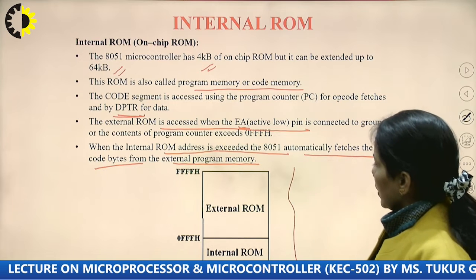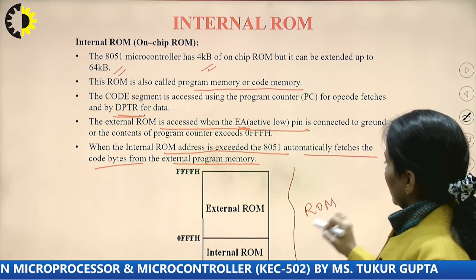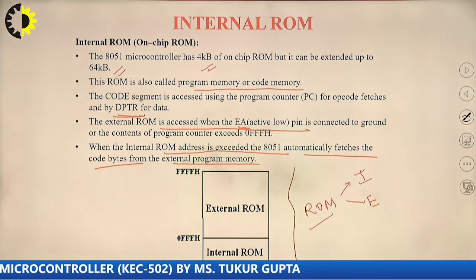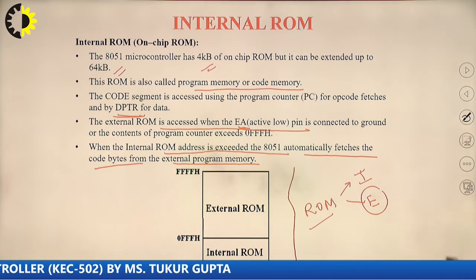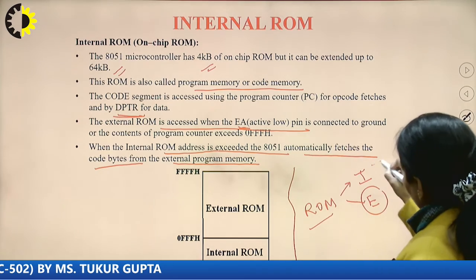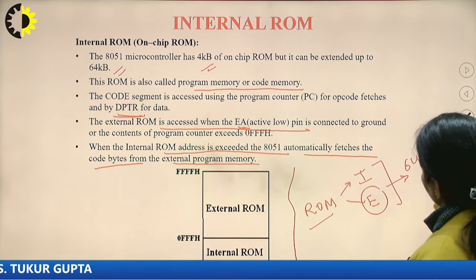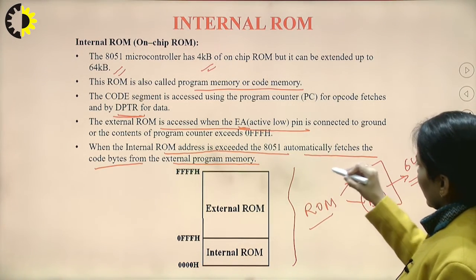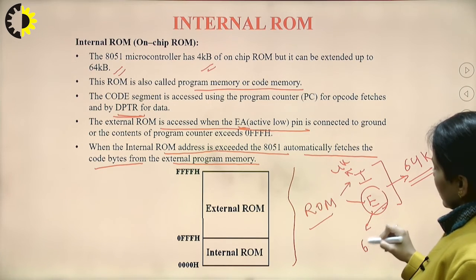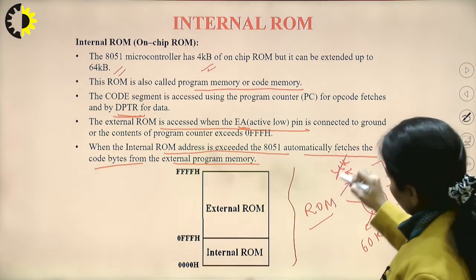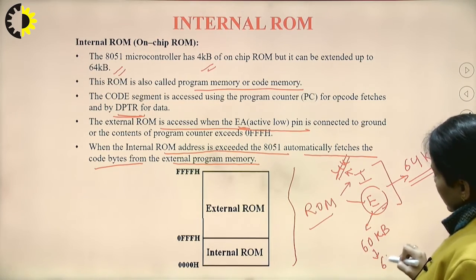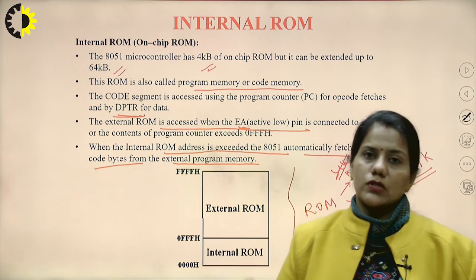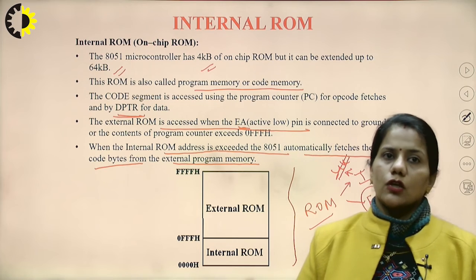So in this way, the whole ROM is divided into 2 parts, internal and external, or we can completely use external also. This is our choice. In combination, these can be a total of 64 kilobytes, not more than that. If we are using 4 kilobytes internal, then we can only connect 60 kilobytes. If we are not using the internal, we can replace it with 64 kilobytes in total. So in this way, the total ROM which can be connected to 8051 is 64 kilobytes.